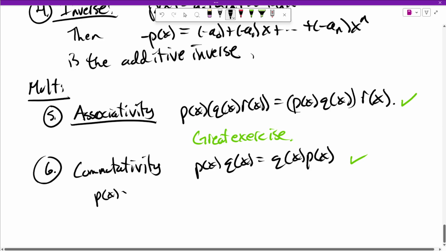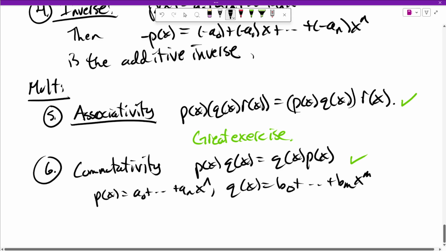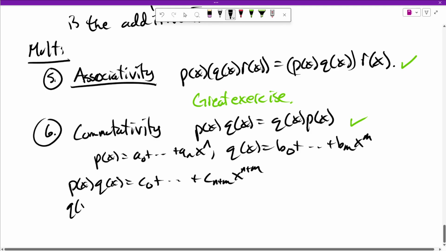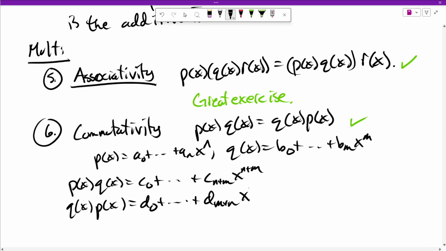But if you write your P of x as a0 plus an x to the n, and if you write your Q of x similarly as b0 plus bm x to the m, where m and n are not necessarily the same, then PQ is some c0 plus c(n+m) x to the n plus m. And QP with our addition rule is some d0, maybe different, plus d(m+n) x to the m plus n.